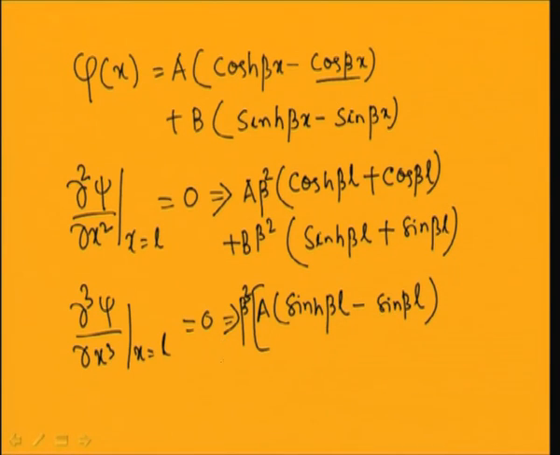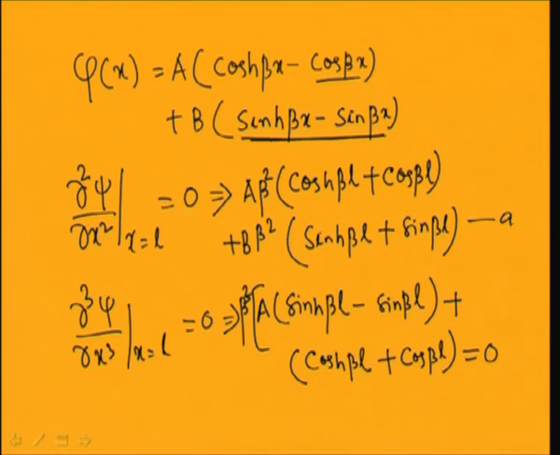Similarly, by differentiating this thrice, I have taken beta cubed common, so I can write this plus, by differentiating these thrice, this thing I have to differentiate thrice. So this becomes cos hyperbolic beta L plus cos beta L. So now this is equal to 0.